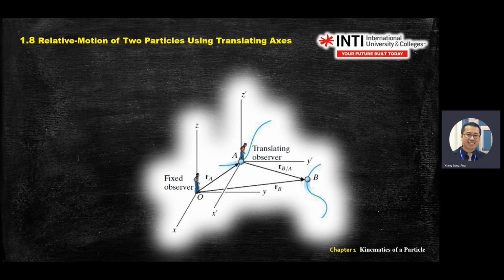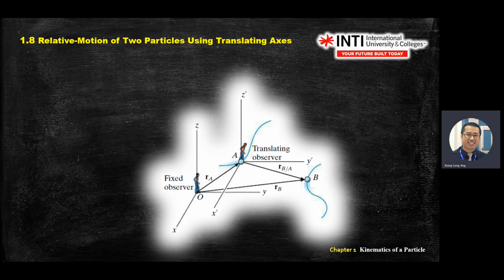Of course, it involves a lot of explanation on mathematics. We won't do it that way, right? You can ask your mathematics lecturer to explain, but we are more on application of the equation. All right, so back to our screen here. So you have three vectors, RA, RB, RB stroke A.